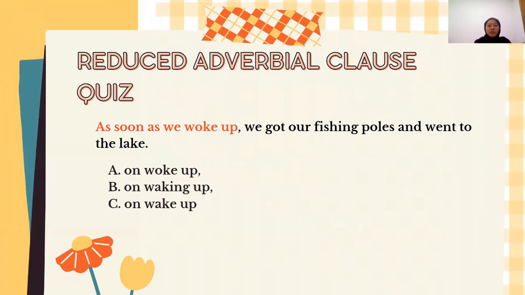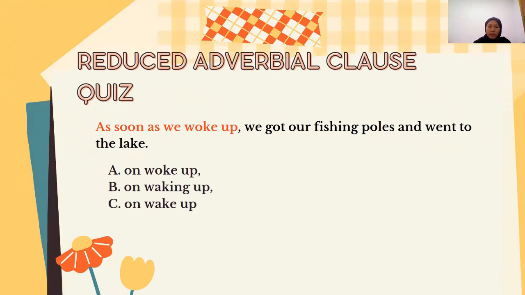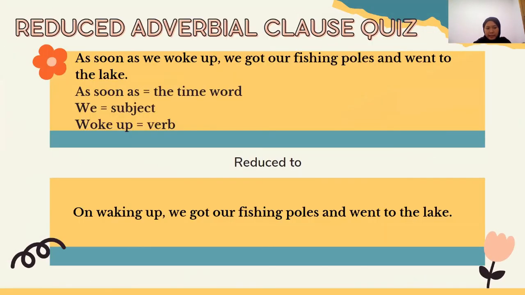The next sentence we have, as soon as we woke up, we got our fishing poles and went to the lake. There are also three options on this sentence. A, on woke up, B, on waking up, and C, on wake up. The right answer is B, on waking up, we got our fishing poles and went to the lake.